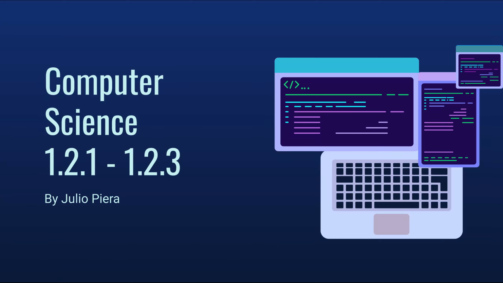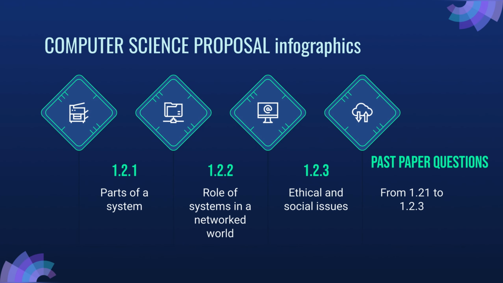Welcome to this IB Computer Science Standard Level video covering topics 1.2.1 to 1.2.3. We'll explore components of a computer system, roles of computers in a networked world, associated social and ethical values, and we'll also look at relevant past paper questions to help you prepare for your exams.